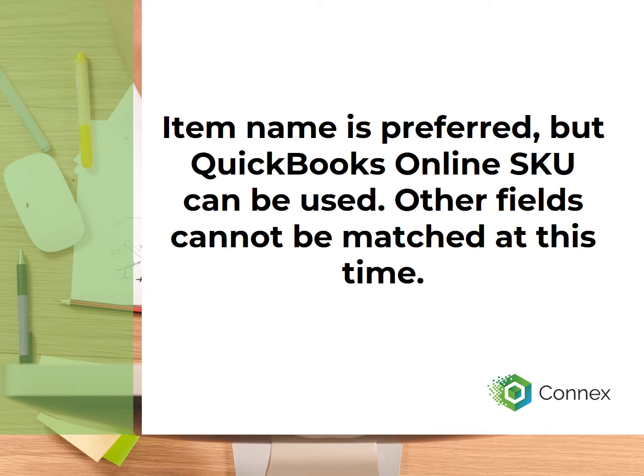The issue with the SKU field is that it's non-unique, so you could have 10 to 15 items with the same SKU in there. Connects will detect that there's a duplicate product if the SKUs match and just say it's already there and make no new one. But again, we do recommend the item name. There are other fields in QuickBooks as well, such as sales description, but we can't use them at this time.